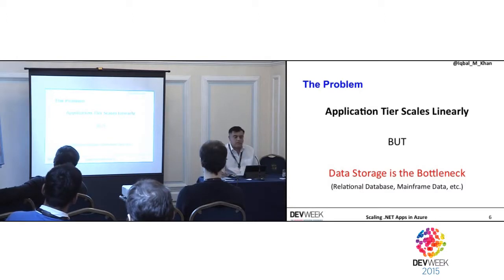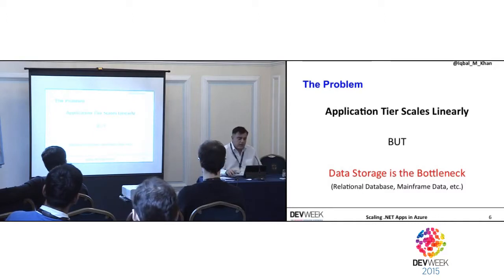So what is the problem? The problem is not that the application tier doesn't scale linearly. You can add more servers, as we said, to your web application. It's a load balanced environment. As you add more servers, you can handle more and more requests by the users. So that scales very, very linearly, but data storage becomes the bottleneck.